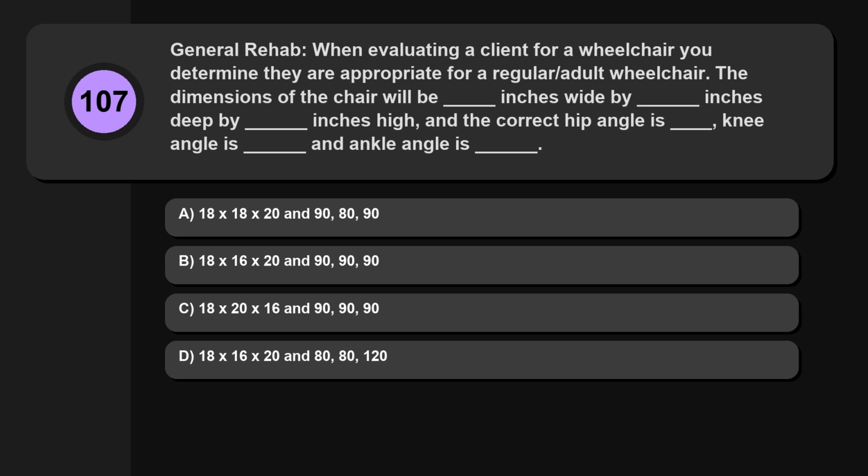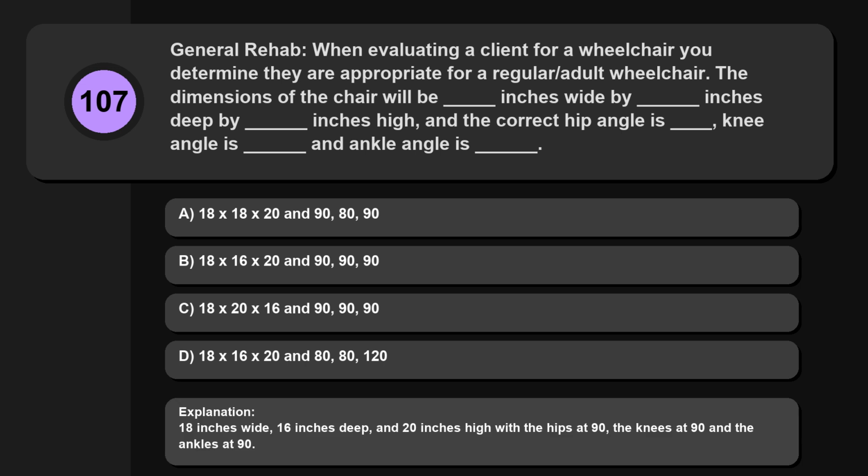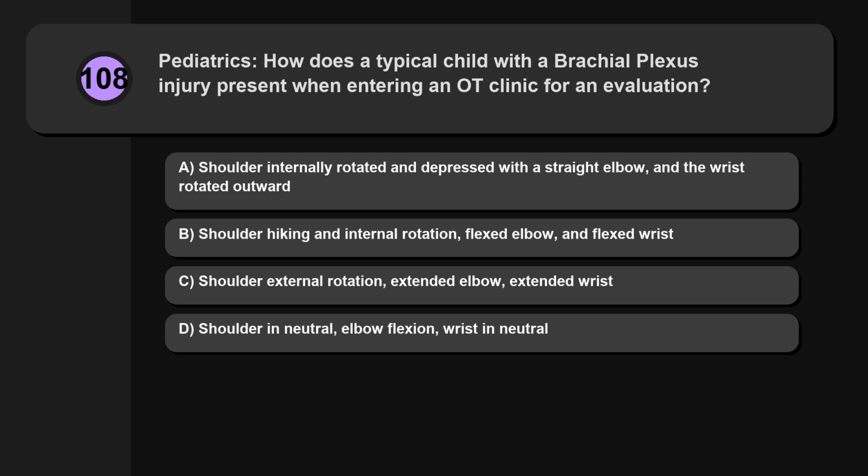The correct answer is option B. 18 inches wide, 16 inches deep, and 20 inches high, with the hips at 90, the knees at 90 and the ankles at 90.